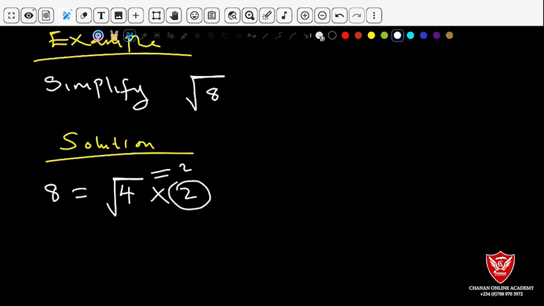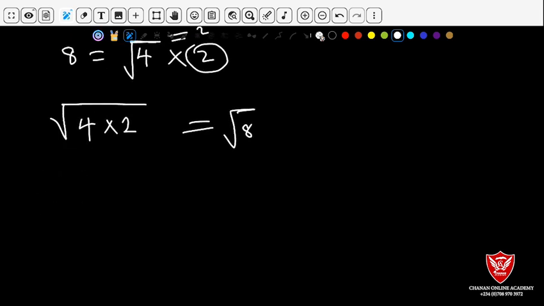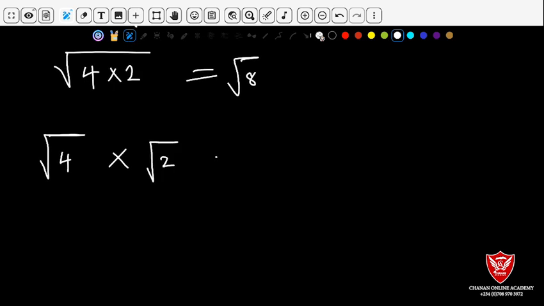But 2 does not have a root, which means the two factors we will be needing for 8 are going to be root 4 multiplied by 2, because root 4 multiplied by 2 is the same thing as root 8. Now, this can further be broken into the root of 4 multiplied by the root of 2, which is also the same thing as root 8.